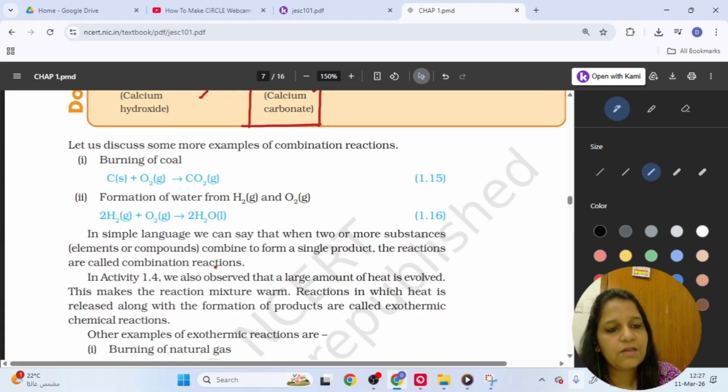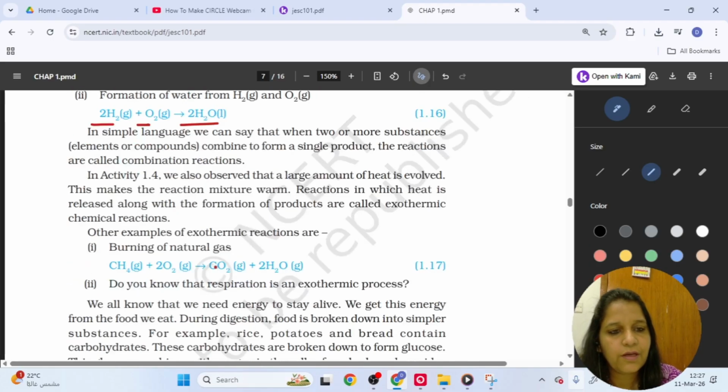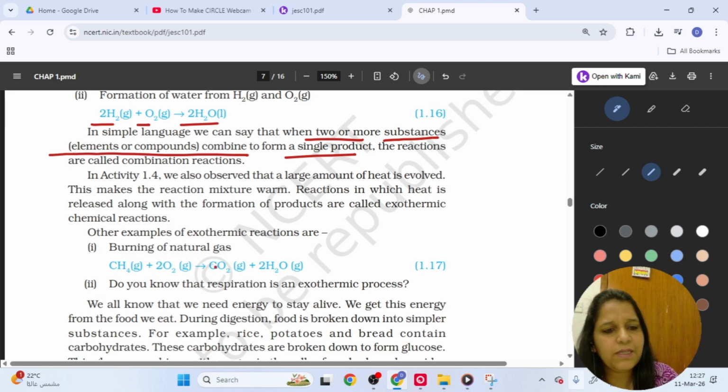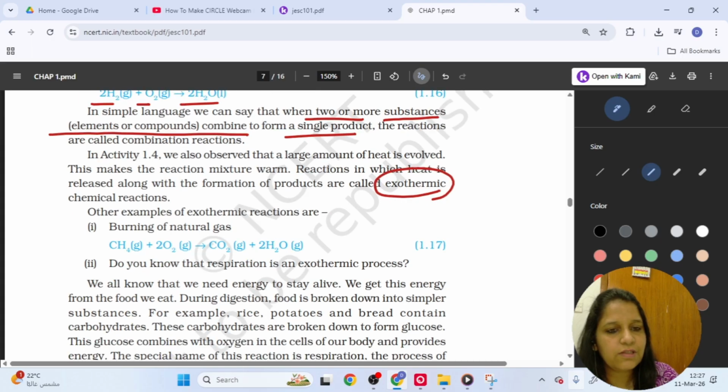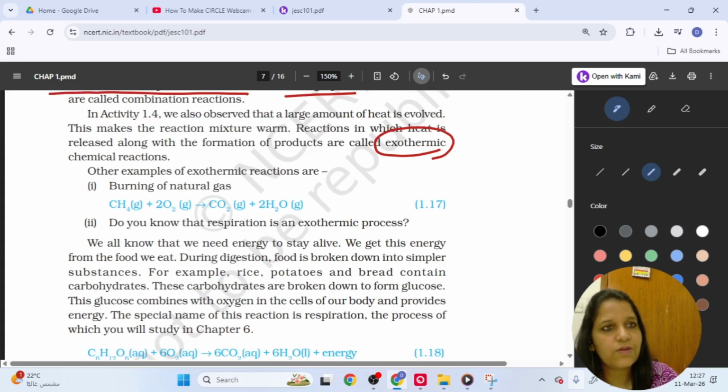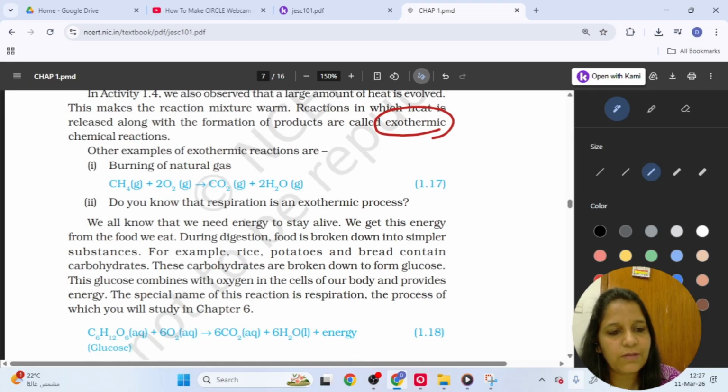The other reactions are burning of coal. Carbon when combined with oxygen forms CO2. Formation of water: water is formed by the combination of hydrogen and oxygen. In other language, we can say that two or more substances when combined to form a single product, it is known as what? Combination reaction. And combination reactions are generally exothermic reactions. So in the case of combination reactions, generally a large amount of heat is released, and that is why such reactions are known as exothermic reactions.